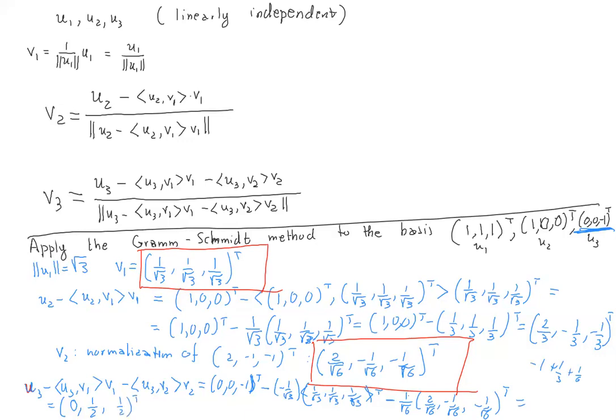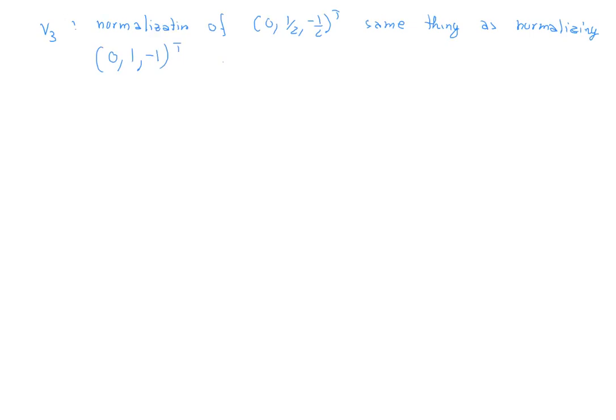There we go. So now we need to normalize this. How do you normalize this? So V3 is the normalization of 0, 1/2, negative 1/2, which is the same thing as normalizing, you can multiply the whole thing by 2, 0, 1, negative 1. And what is the normalization of 0, 1, negative 1? Its norm is square root of 2. So it's going to be 0, 1 over square root of 2, negative 1 over square root of 2. And that's our last vector.